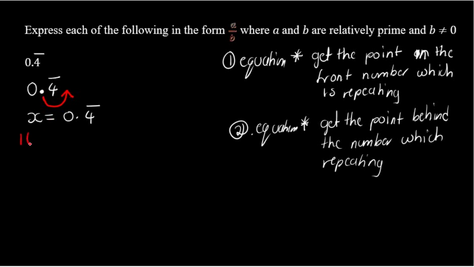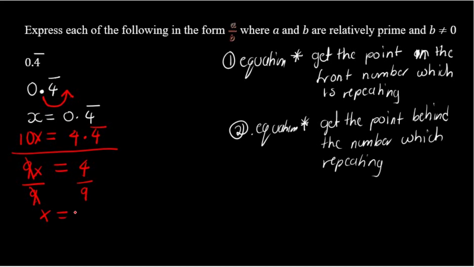So the second equation will be 10x equal to 4.4 then prime, since we have moved that point behind the number that is repeating. Then 10x minus x. What answer do you get? You get 9x equal to 4.4 minus 0.4, which is 4. Then 9, then 9. Your answer will be 4 over 9. That is your answer. So that's how you answer this question.